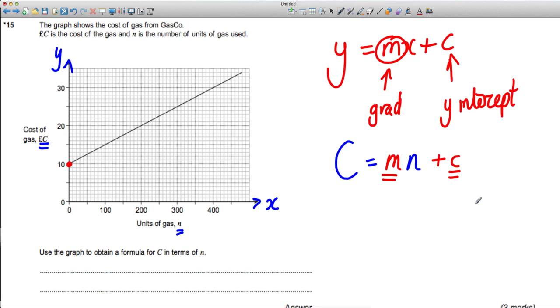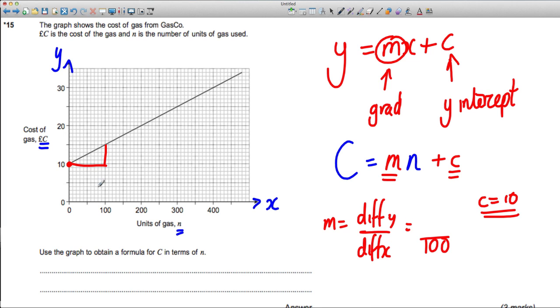Now c is clearly 10, so c is 10, that's easy for us to spot. M, well, as you go across 1, how much do you go up? Well, as you go across 100, you go up 5. So the gradient m, which is the difference in y's over the difference in x's, so as you go across 100, the difference in x's would be 100. If you go across 100 here, you go up 5, so it would be 5 over 100, which is actually equal to 0.05. So that is our gradient in this case. So our equation is not y, sorry, it's capital C is equal to 0.05 n plus 10.